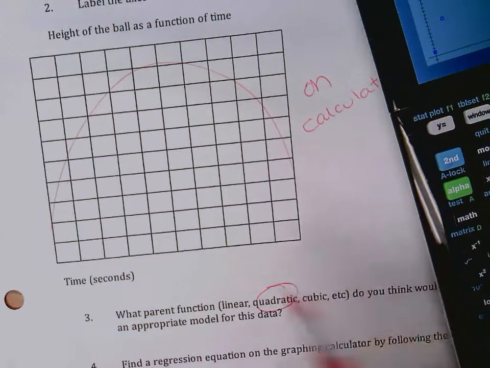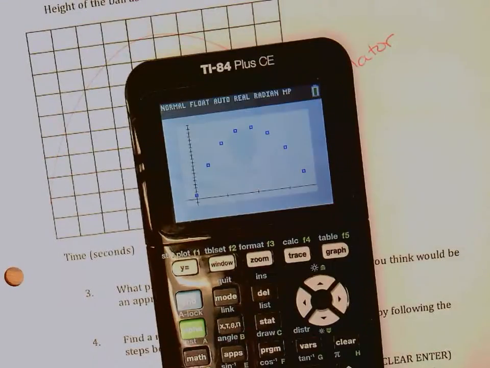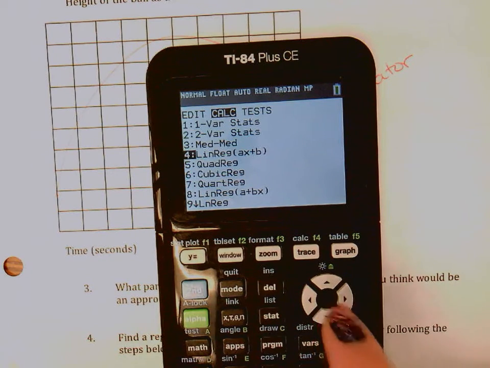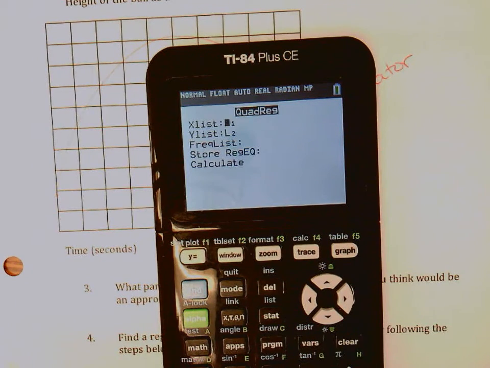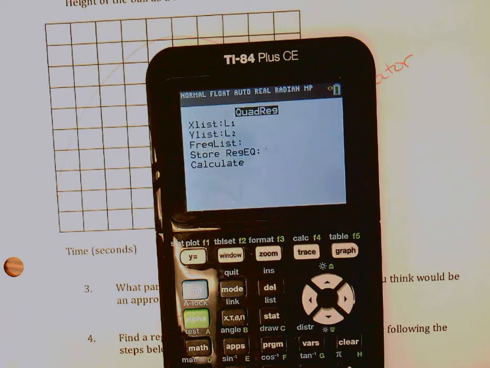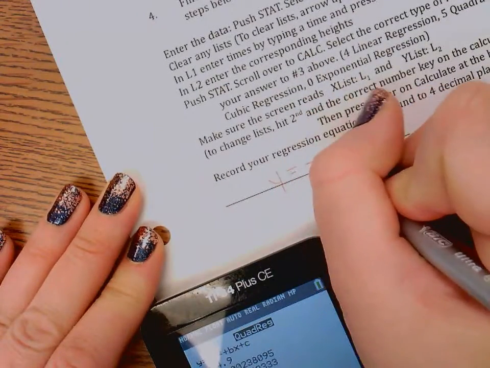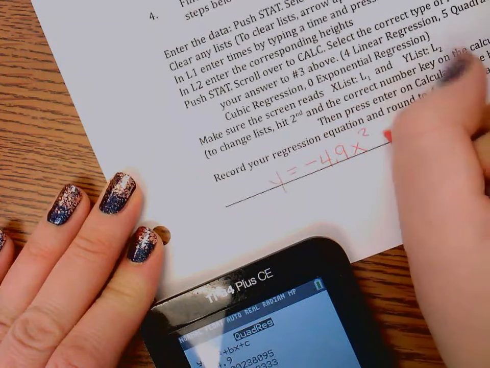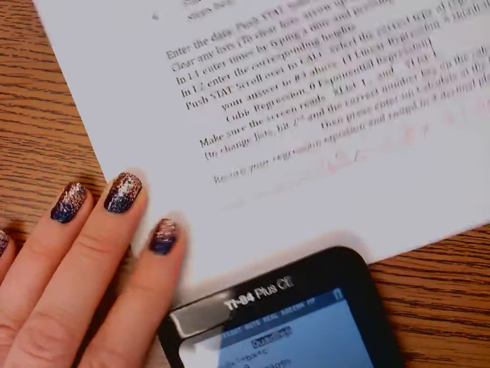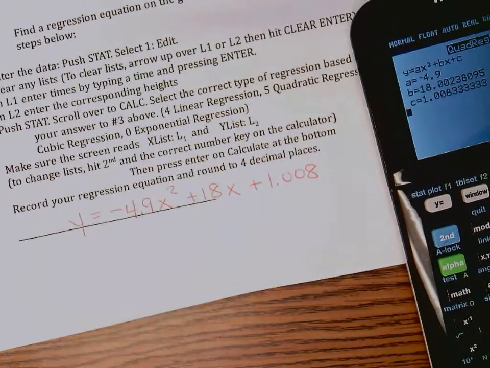Now find the regression equation, and it gives you the steps, but you just go to stat calculate, and we want to do a quadratic regression choice 5. I'd like to store the regression equation in my y equals. That's under vars, y vars, function, y1, calculate. So here's my equation. I'm going to record it below. Y equals negative 4.9x squared plus 18x plus 1.008. But you've got the full equation in your y equals menu.